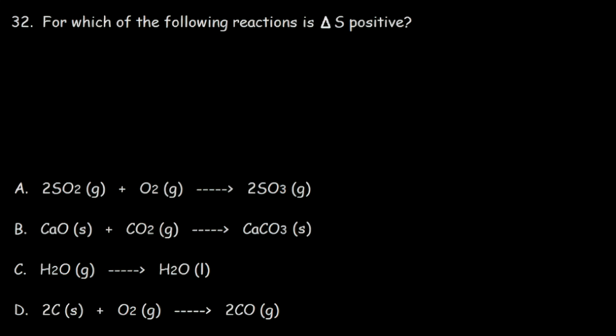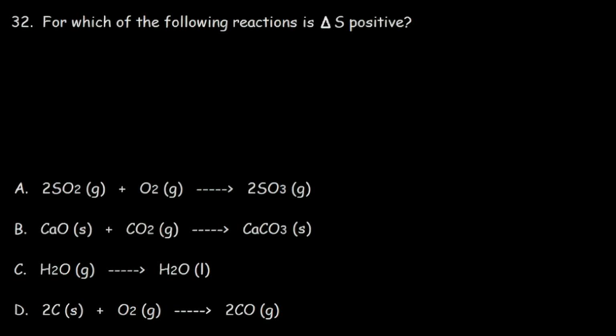32. For which of the following reactions is delta S, or the change in entropy, positive? Is it A, B, C, or D? Now, what you need to keep in mind is that gases have a very high entropy value. Entropy is associated with disorder, and gases are very disorderly. Solids. In a solid, the atoms are arranged in a nice, neat, orderly pattern. So solids have a very low entropy because they have a very low disorder among the crystal lattice.